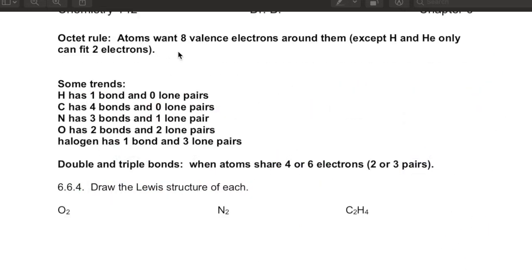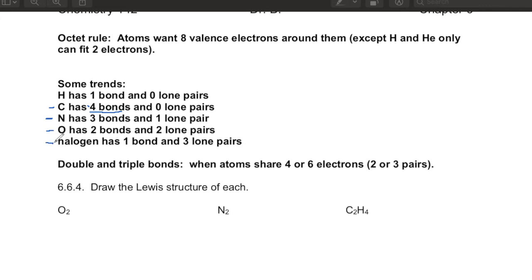So because atoms all want 8 valence electrons around them, we can notice some trends. We saw all of these on the previous page. Since carbon started with 4 valence electrons and wanted 8, it will form a compound that has 4 bonds and no lone pairs. Nitrogen starting with 5 will form a compound with 3 bonds and 1 lone pair. And oxygen starting with 6 will form a compound with 2 bonds and 2 lone pairs.